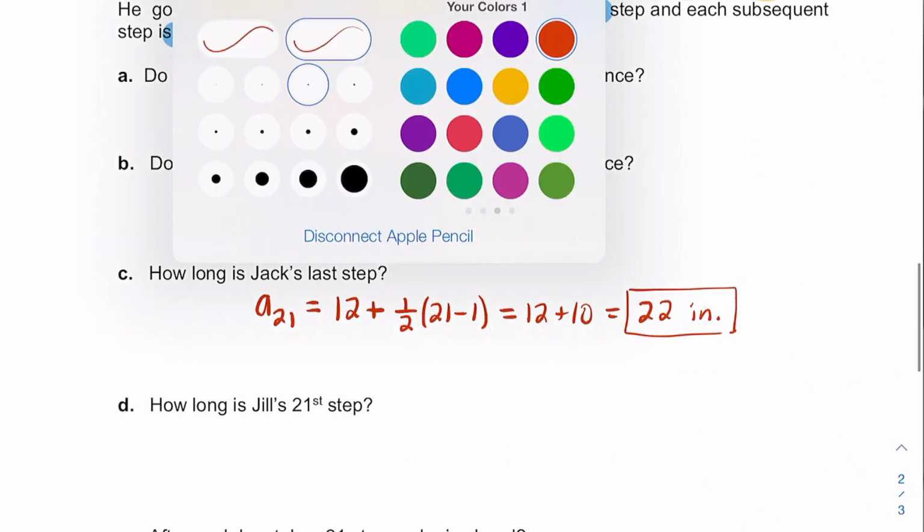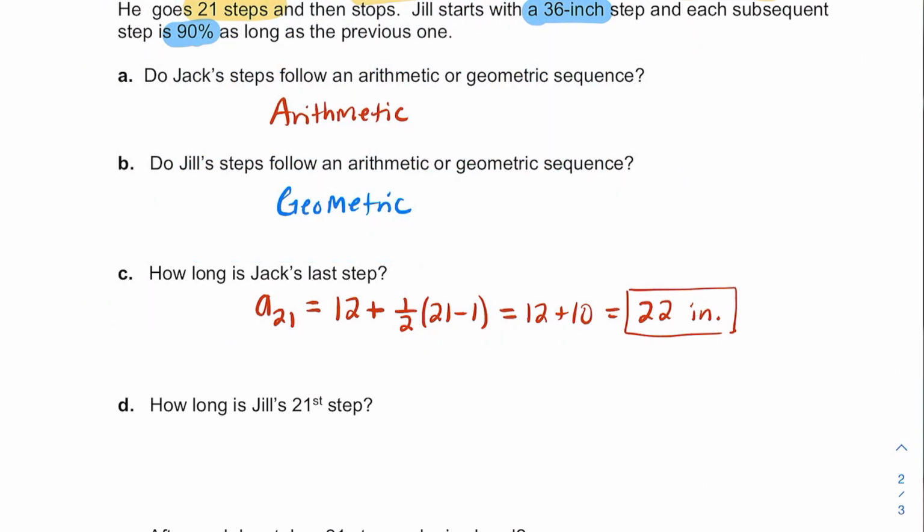For comparison, let's figure out Jill's 21st step. So for Jill, we've done this one some today, so hopefully it feels a little bit more familiar. For a geometric sequence, the 21st term, we can find it by taking the first term, she took a 36-inch step, times the common ratio. Remember, we have to turn it into a decimal, so that's 0.9, and then times n minus 1. So that would be to the 20th power.